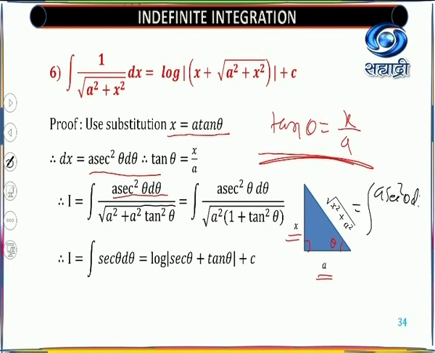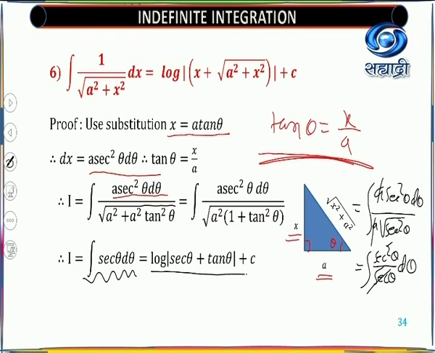Okay, and then you have d theta divided by root of a square, which is a, and root of sec square theta. Now this a and this a will get cancelled. You are left with sec square theta upon sec theta. This is a simplification. Try to understand this simplification. So one sec theta will get cancelled. Hence you have integral of sec theta d theta, which is again in your formula, log of mod of sec theta plus tan theta, plus constant of integration.